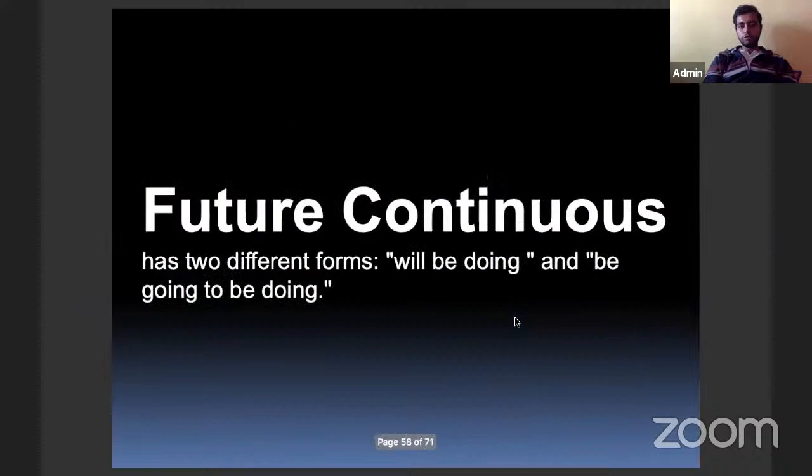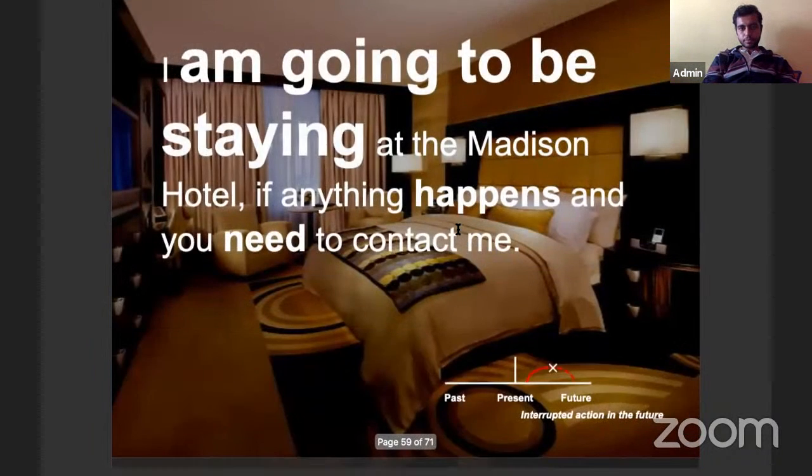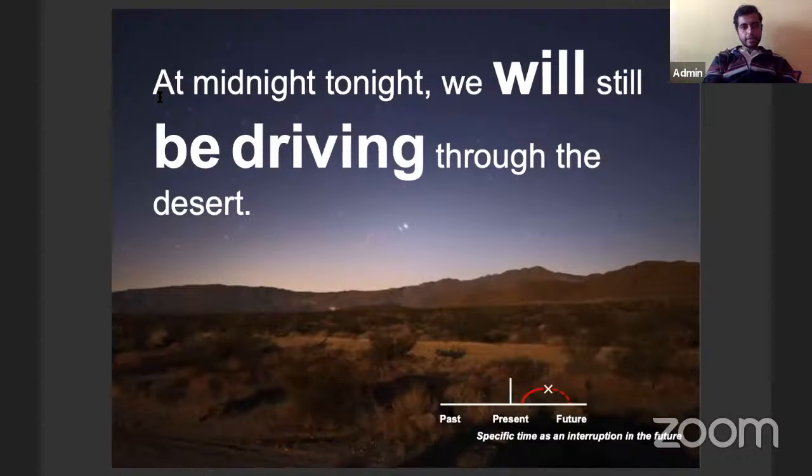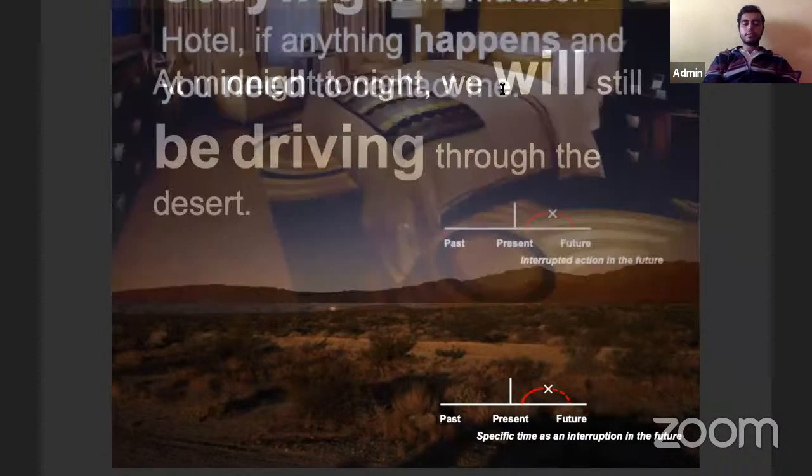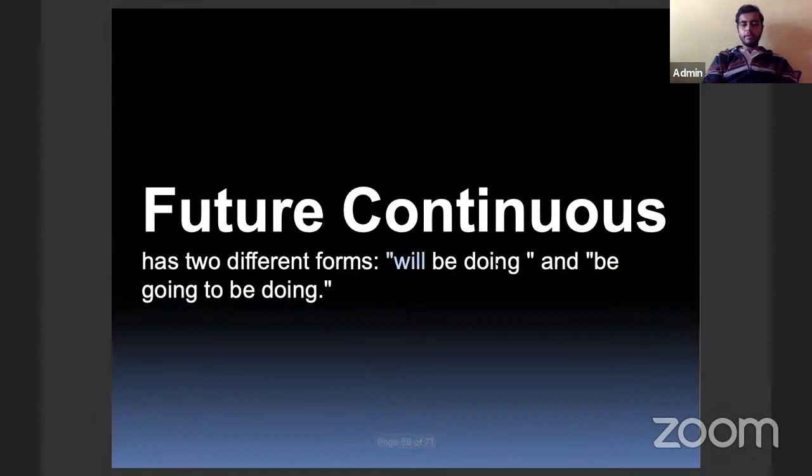So you use future continuous, and future continuous has two forms: will be doing and be going to be doing. Will be doing and be going to be doing. Again, another example. At midnight tonight, we will still be driving through the desert. Again, will be doing, will be driving.